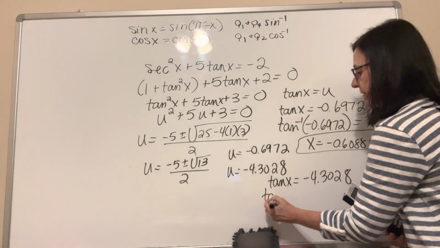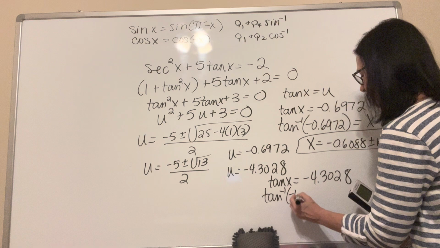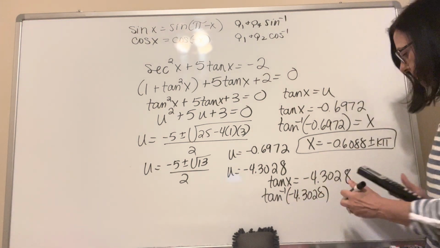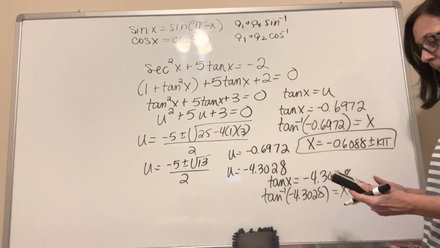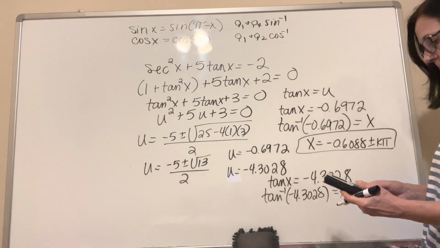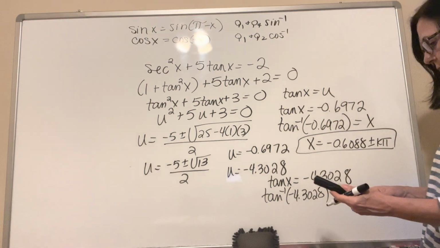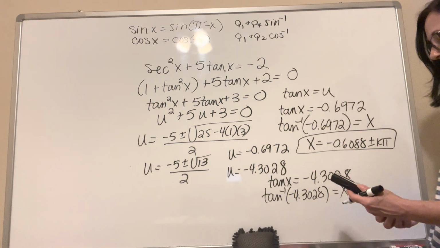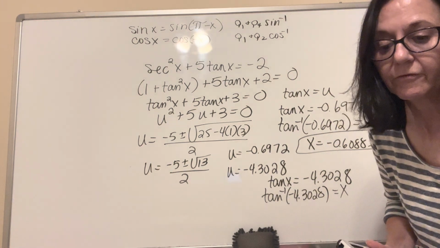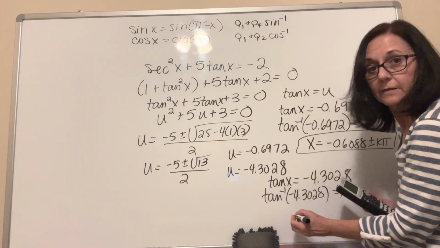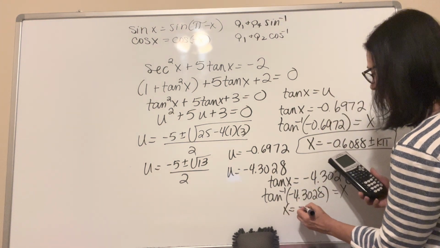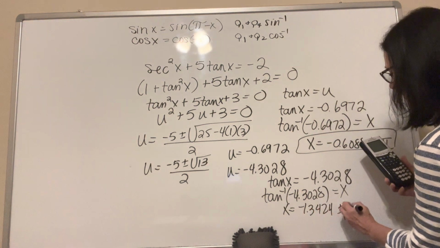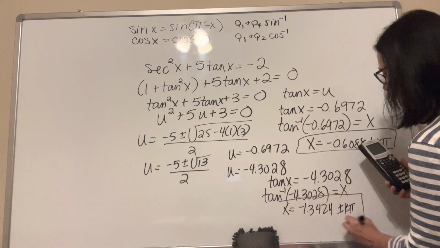For this one, I'll do inverse tan of negative 4.3028 equals x. Inverse tan, negative 4.3028, and it's negative 1.3424. So x equals negative 1.3424 plus minus k pi.